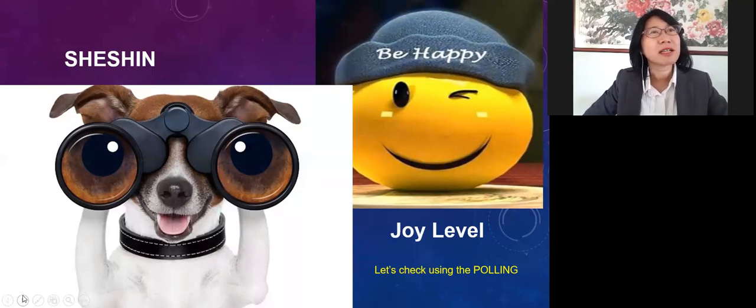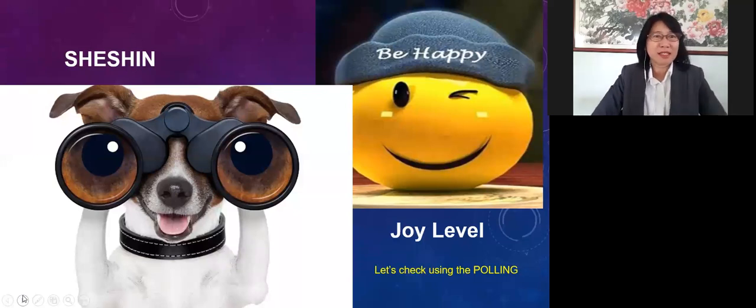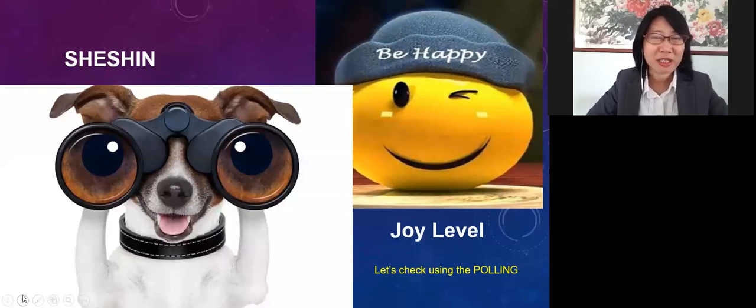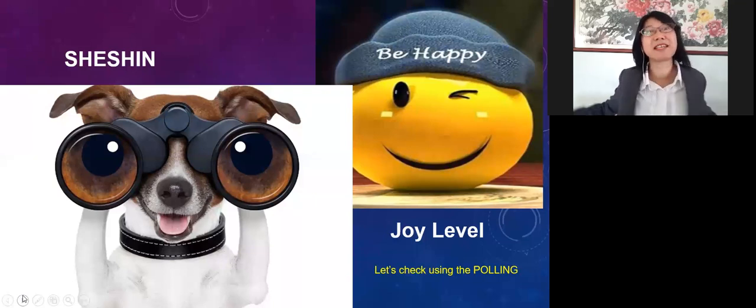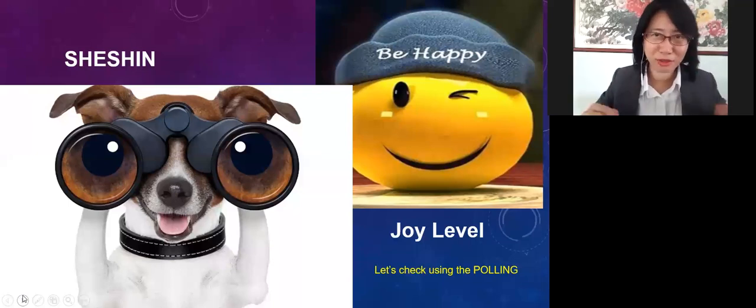Then what is this sashin watching? What is he doing? Actually, he is looking at our joyful level. Then what is joyful level? It's difficult to understand. What do you mean by joy level or joyful level? Well, joyful level is to examine how we feel. Whether I'm happy now, or I'm not so happy, or I'm actually very angry, because this session is really too long for me, let's say. Or I don't understand what Sok Teng is talking about.